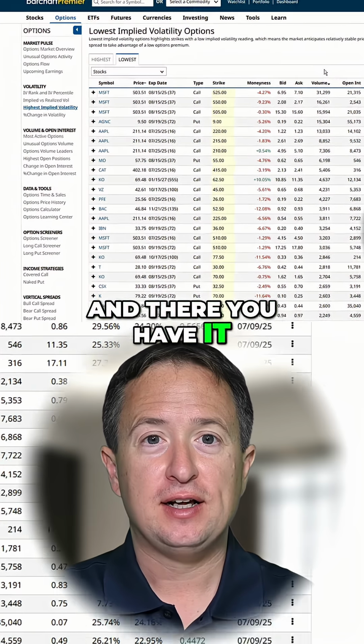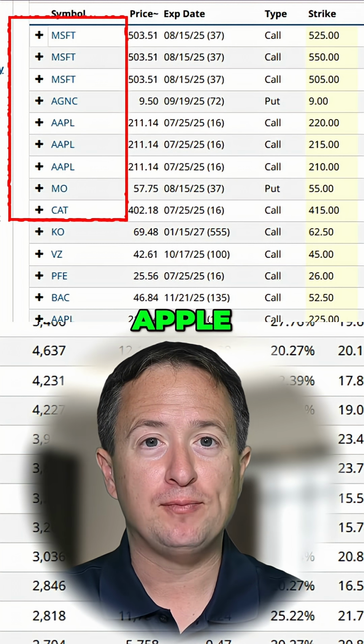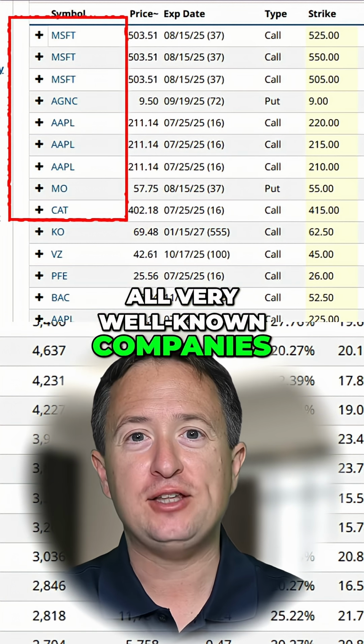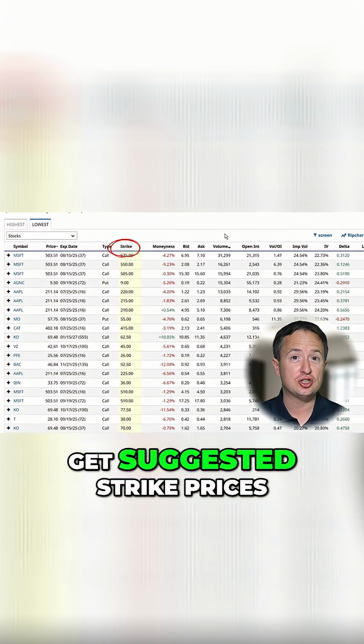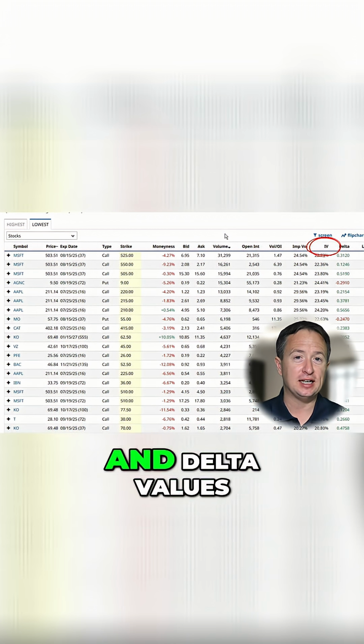And there you have it. The top 5 assets are Microsoft, AGNC, Apple, Altria, and Caterpillar, all very well-known companies, and you immediately get suggested strike prices, bid and ask spreads, implied volatility, and delta values.